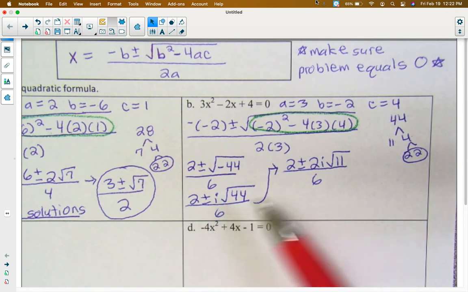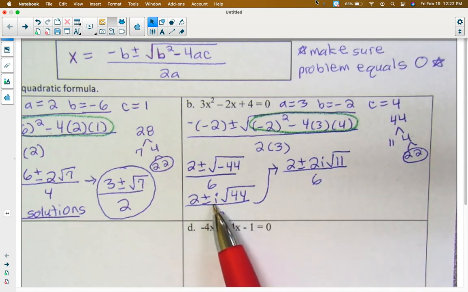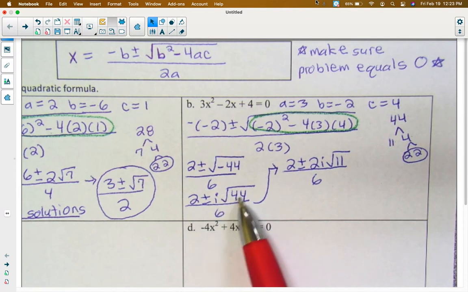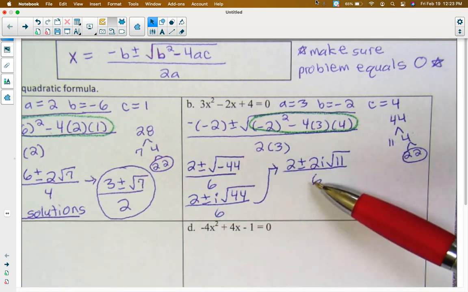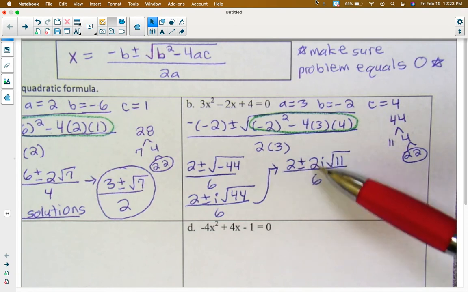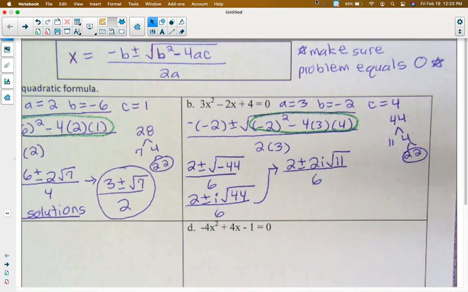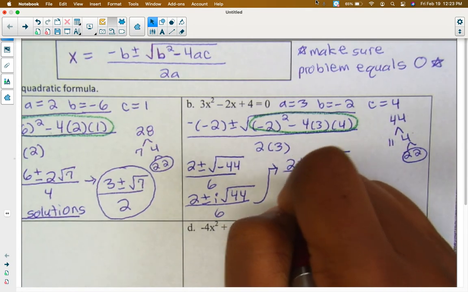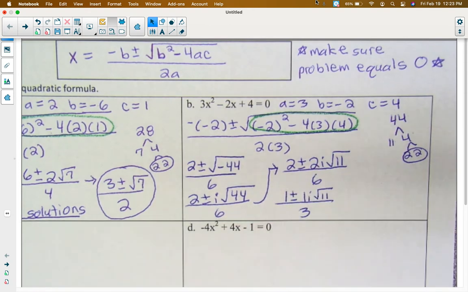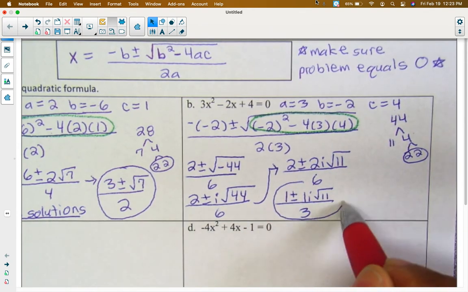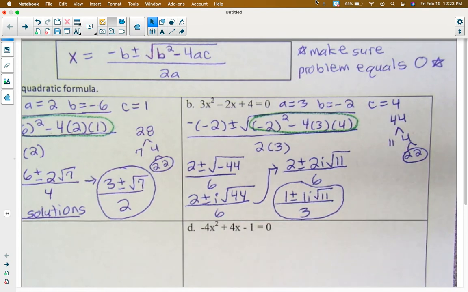So from this step to this step, I kept the i on the outside of the square root, and the square root of 44 has been replaced with 2 square roots of 11 because we did our factor tree over here. Last thing, again, see if I can simplify. 2, 2, and 6 are all divisible by the number 2, so I can divide everything by 2. So our final answer is 1 plus or minus 1i square roots of 11 divided by 3. This is our final answer because we divided everything by the number 2.